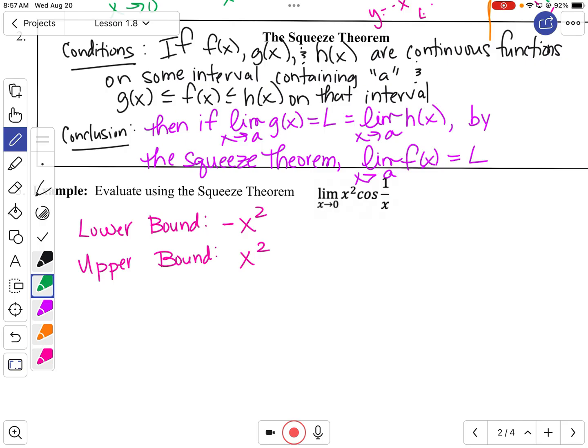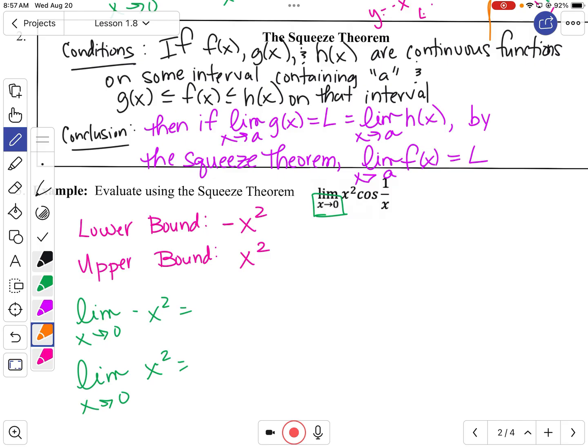Okay, so the two limits I need to evaluate are the limit as x approaches 0, because that's what my original limit is doing, of negative x squared. The limit as x approaches 0 of positive x squared. If those two things are equal, then that will be the value of the entire limit. So what's the limit as x approaches 0 of negative x squared? It's 0, and of positive x squared, so the whole limit is 0. That's what the squeeze theorem allows us to do.